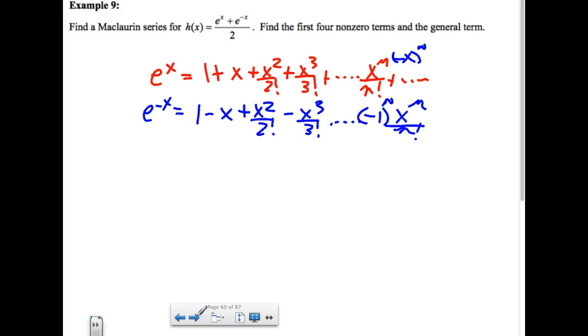Like if you're doing one on the homework and you're like, oh, I got a negative x over 2. Pull a negative 1 with an alternator out. It's the user-friendly version of it.